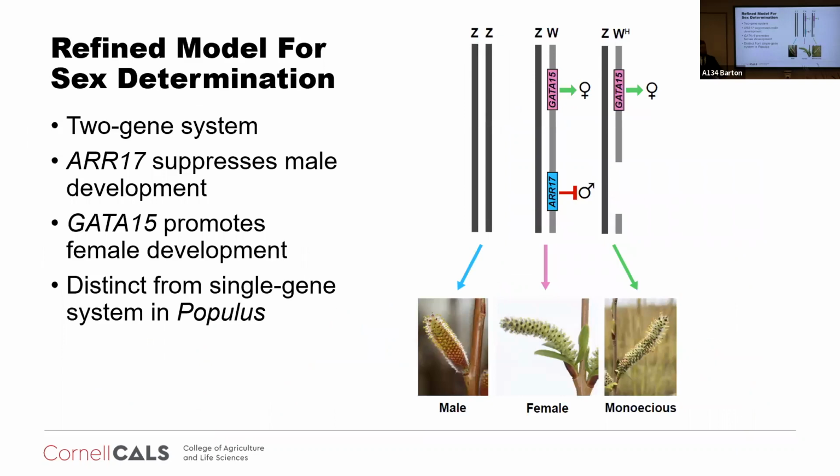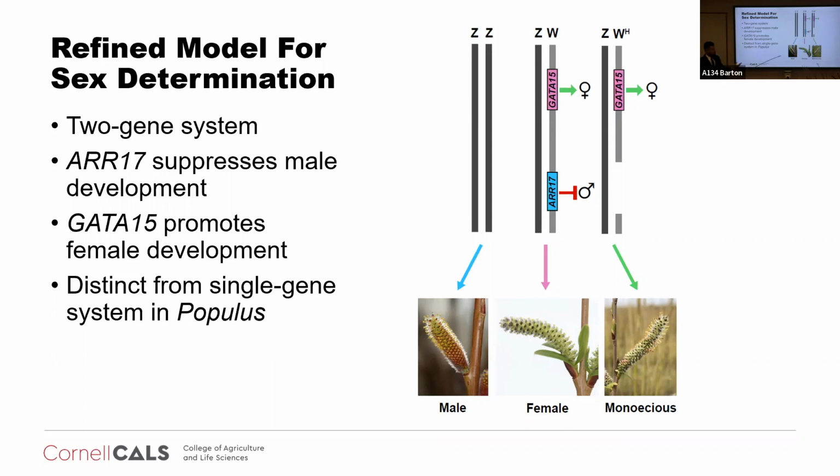So that leads us to our refined model for sex determination. We took this integrative genomics and bioinformatics approach to identify candidate genes. We refined those models in monoecious willows, and then we did functional analysis to confirm the role of each of our candidate genes and arrived at this model. Notably, we think in Salix purpurea, sex is mediated by a two-gene system involving AR17 and GATA15, such that AR17 is suppressing male floral development, while GATA15 is promoting female floral development.